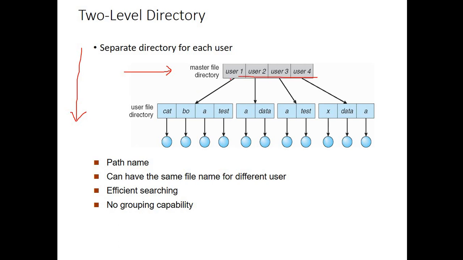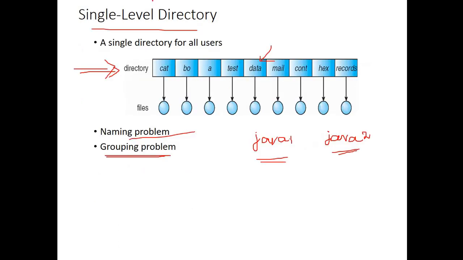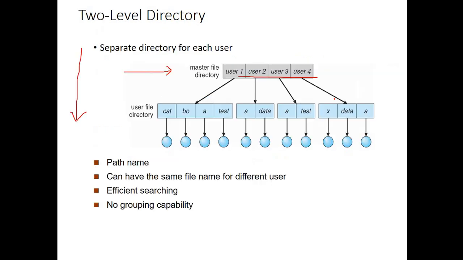Multiple user directories are created. That means one directory for each user, whereas in the single level directory, all the users will be having directories at the same level. Separate directories are not created for the users separately. Here, if he creates a directory, it will be maintained in the single level directory.